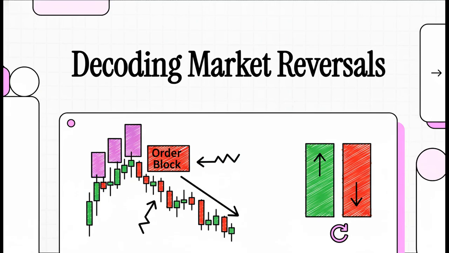All right, let's talk about decoding the language of the charts, specifically how to spot when a market might be about to turn on a dime. We're going to break down two really powerful concepts that traders use to get a handle on this: something called a market structure shift and the order block.